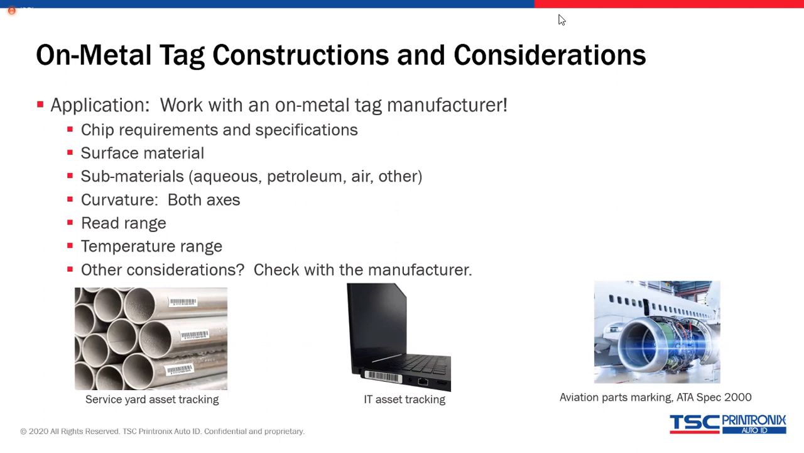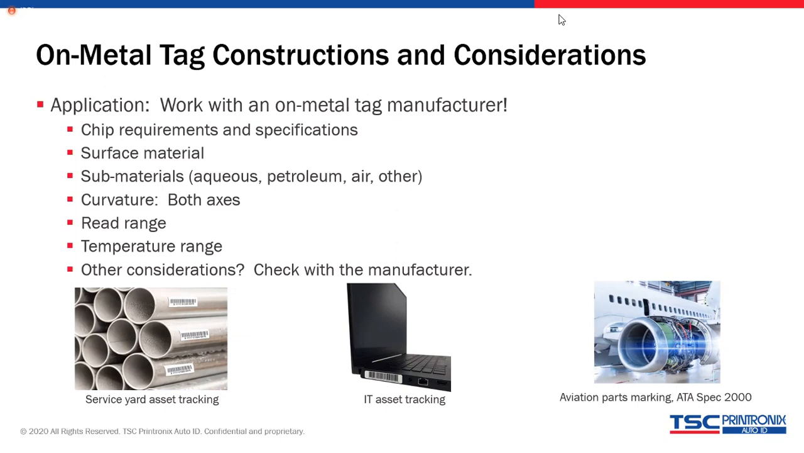You're going to look at the surface material, meaning the material on which you will apply the tag. Maybe it's iron, maybe it's steel, maybe it's aluminum. They will know which tags should be used in which cases. You want to look at the submaterials. By that I mean you may have a steel drum, but inside of that steel drum might be a petroleum-based product or might be a water-based product. Again, they've been through this before and they can help you pick the correct tag.